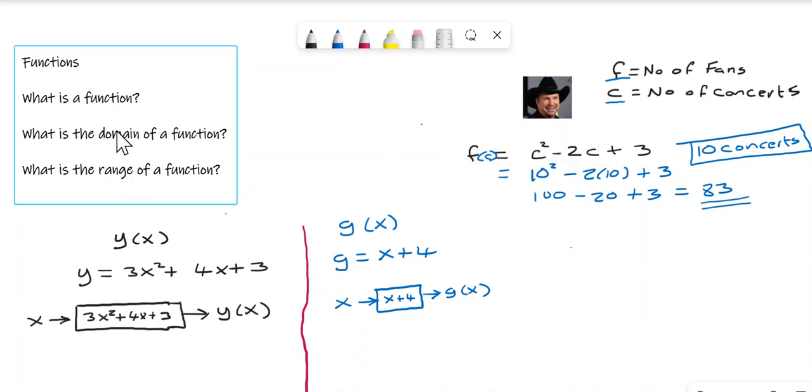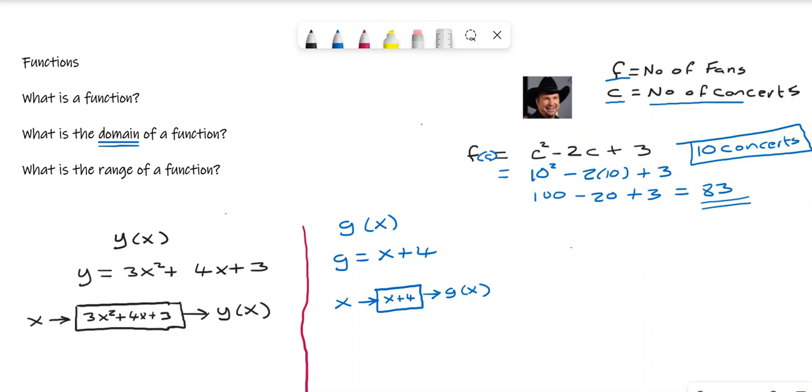So what is the domain of a function? The domain of a function is basically the inputs, if you like. So, for example, the inputs that we put into the function. The domain in this example would be c, the number of concerts. Again, we can put in many different values. So we could put in 20 and then see what we get out.